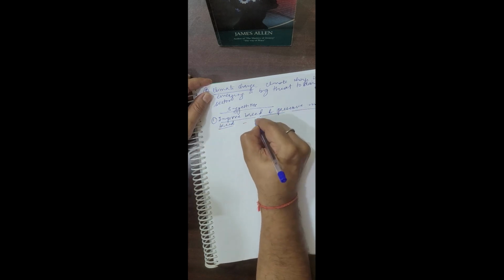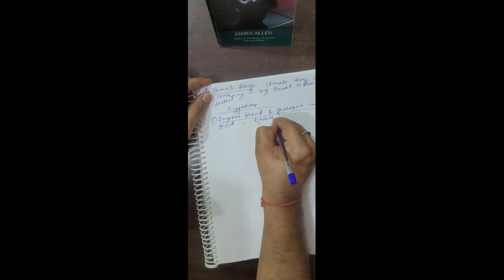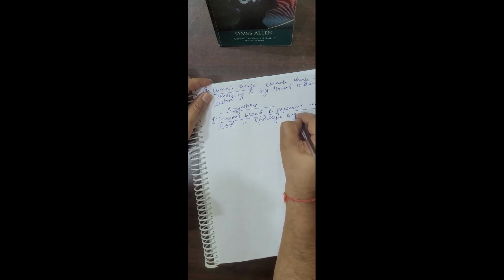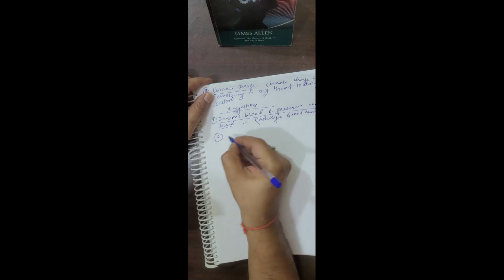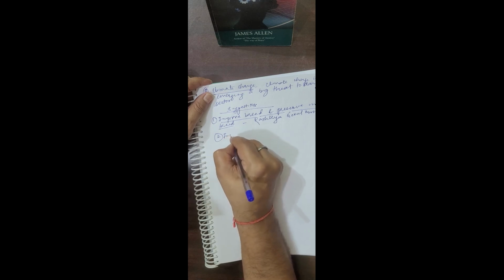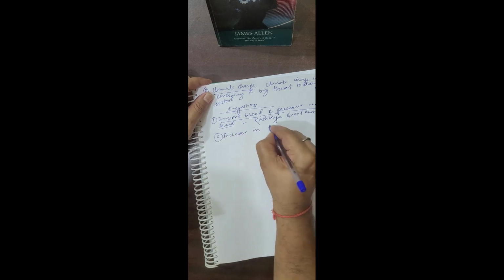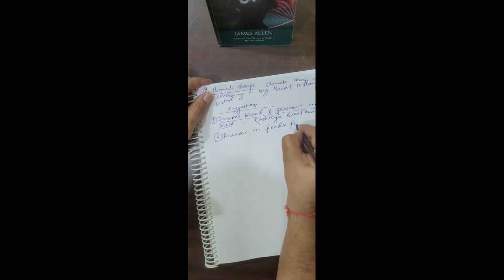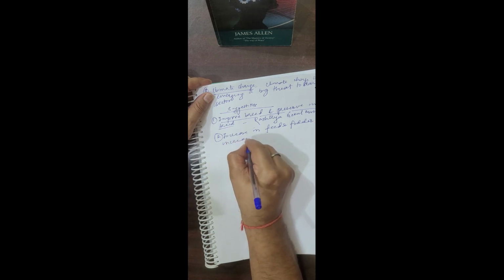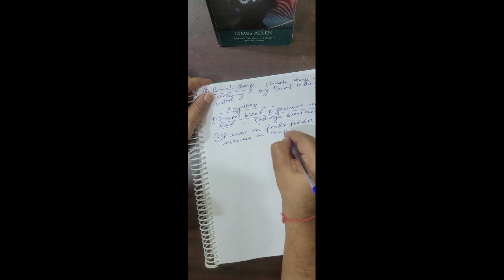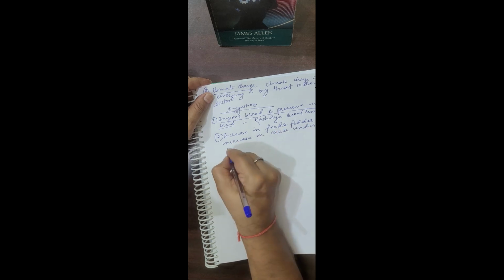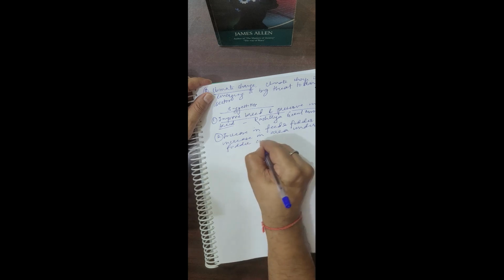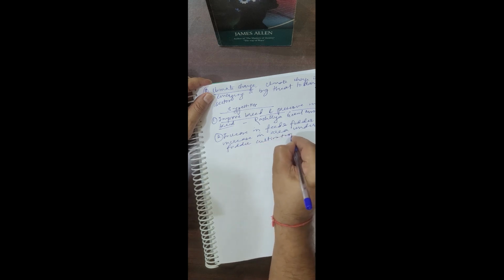Here you can mention the Rashtriya Gokul Mission. Second, increase in feed and fodder by increase in area under fodder cultivation.